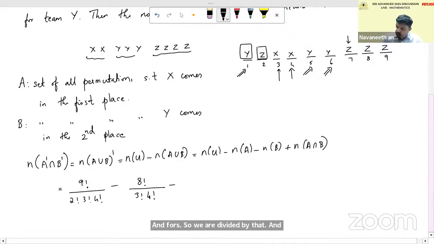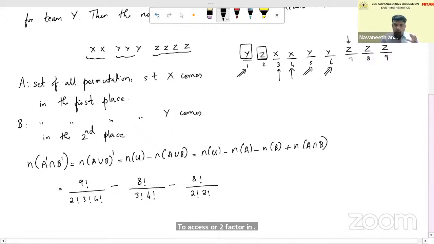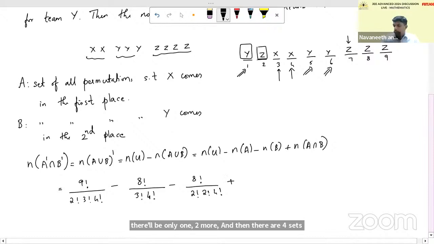And then minus, similarly, now when I keep the Y in the second place, there will be 8 remaining objects. And the permutation will be 8 factorial divided by 2 factorial for the 2 X's. Already I kept 1 Y, so there will be only 2 more Y's remaining. And then there are 4 Z's, so 4 factorial. And then plus, fine, n of A intersection B.